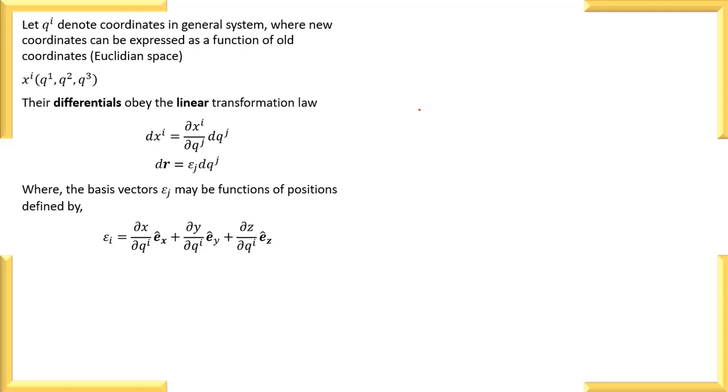Now, we can differentiate one coordinate xi with respect to the generalized coordinate using the linear transformation law. This can be differentiated as dxi is equal to ∂xi/∂qj into dqj. Here all the xi's can be comprised into dr, and say dr is equal to dqj into its basis vectors. So here this forms a vector. This is a vector and this is a vector.